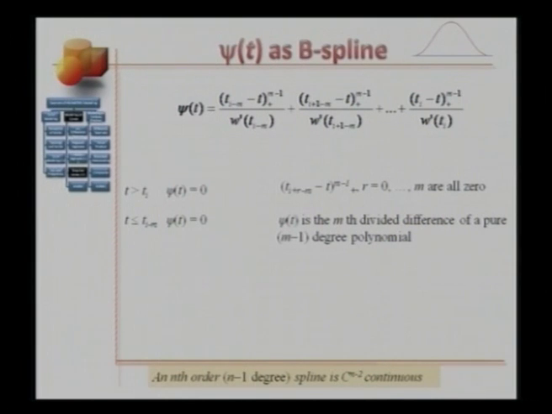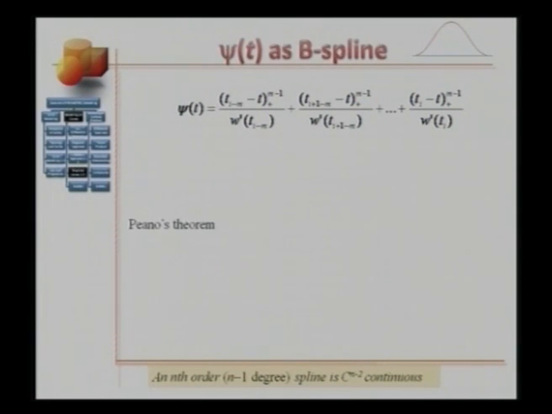We have seen a few examples in previous lectures, and we have shown this to be true. Also, psi of t is standardized. We showed this using Peano's theorem that says (m minus 1) factorial times the mth divided difference of any function g is equal to the integral from t_{i-m} to t_i of psi of t times the mth derivative of g times dt. We chose g(t) to be equal to t raised to m.